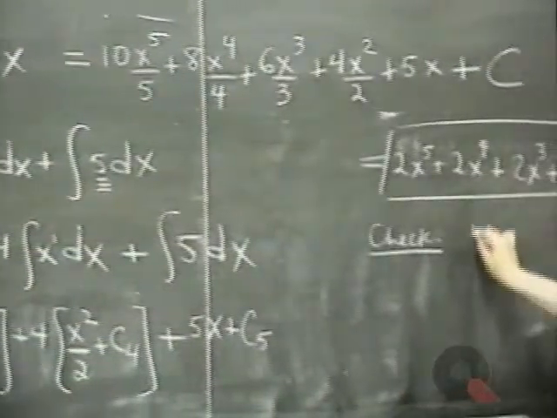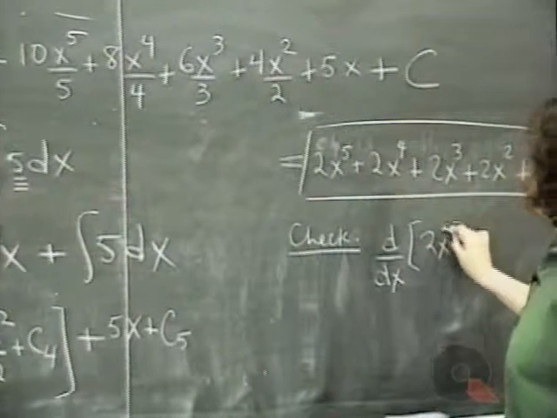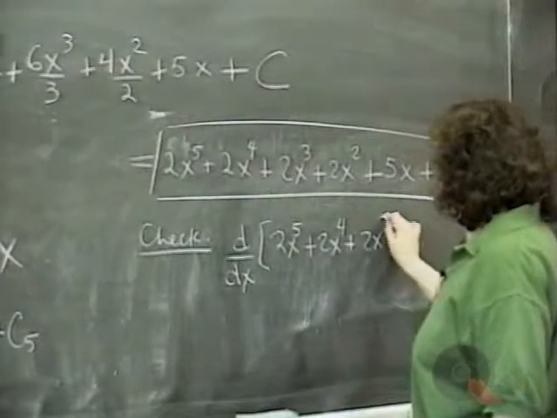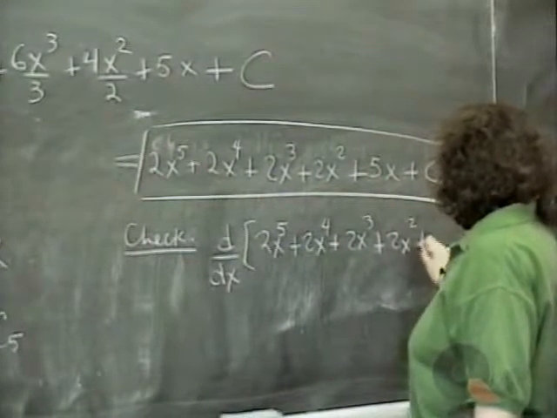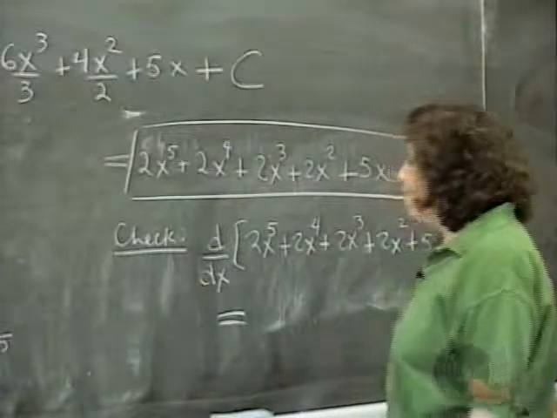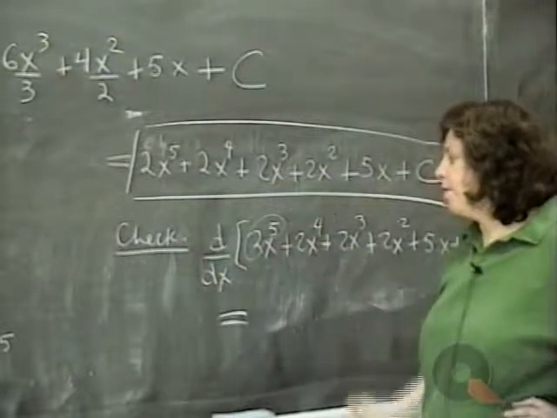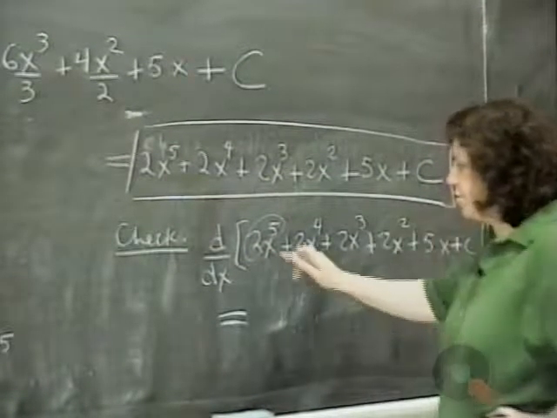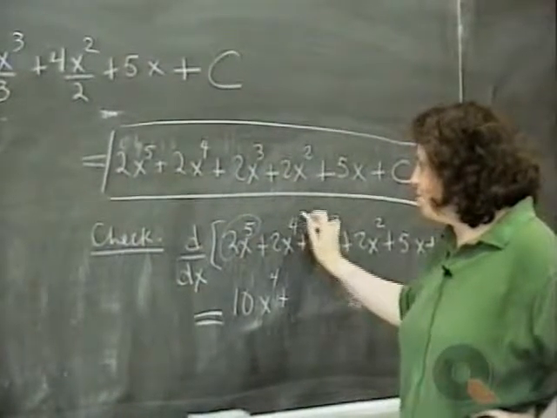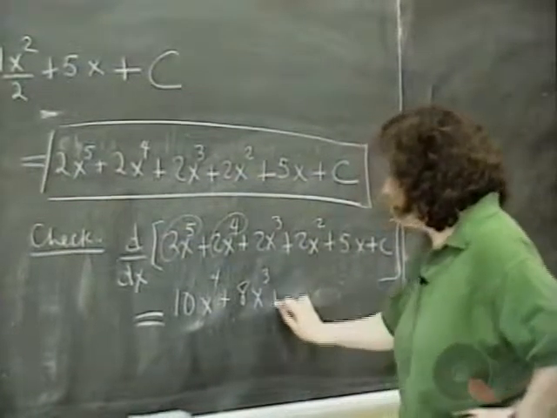Let's differentiate our answer. What is the derivative of 2x to the fifth plus 2x to the fourth plus 2x cubed plus 2x squared plus 5x plus c? And the way we differentiate polynomials, constant times the power, x to the 1 less power straight across. So 2 times 5, 10. x to the 1 less power. 2 times 4, 8. x to the 1 less power, 8x cubed.